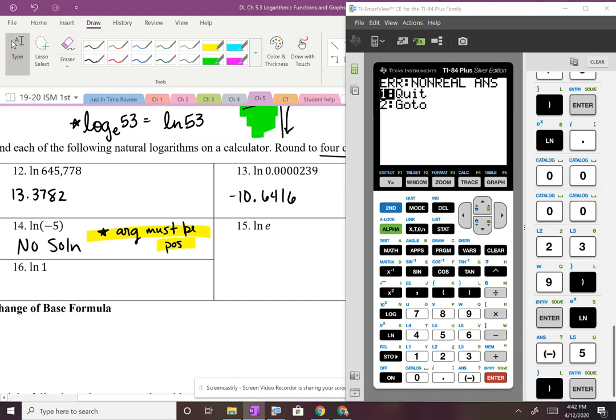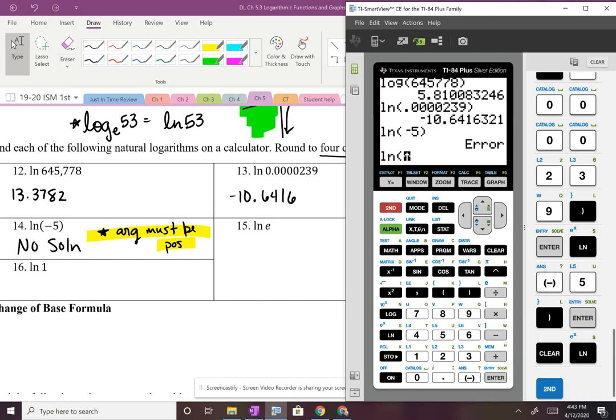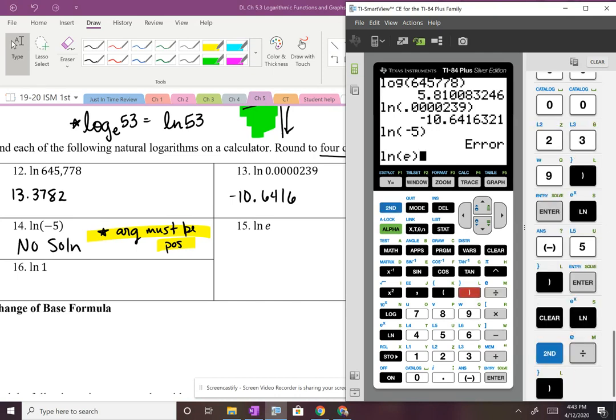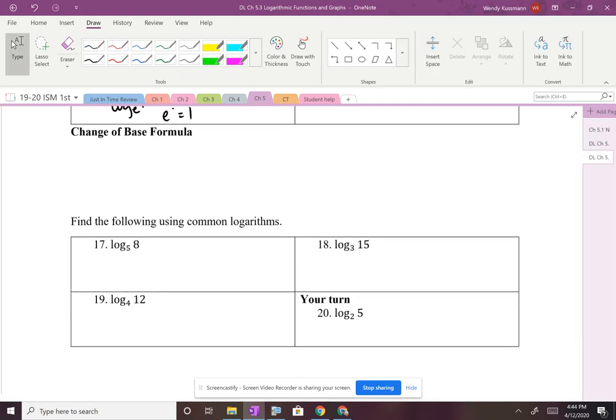Now, number 15 says ln of e. We just talked about that ln and e are inverses. Eventually, what that's going to mean is that they're going to cancel each other out. But let's clear this and go ln. I'm not going to use this e because I don't want to have a power. I'm going to use this e because it doesn't have a power. So ln of e, close my parentheses. It cancels and just gives you 1. ln of e is 1. Number 16 is your turn. Go ahead and do that on your own.